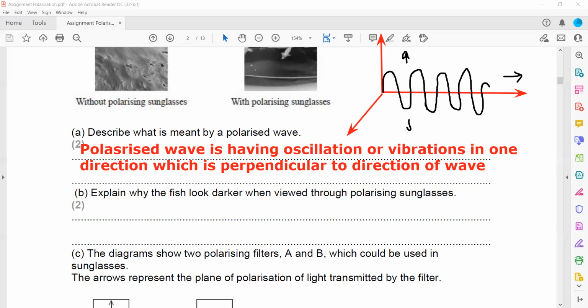Like this whole thing is one plane, and this plane also includes the direction of the wave travel. So this is a second definition, but I prefer that you write the first one because it is easy to recognize that the oscillations or vibrations are in a direction which is perpendicular.